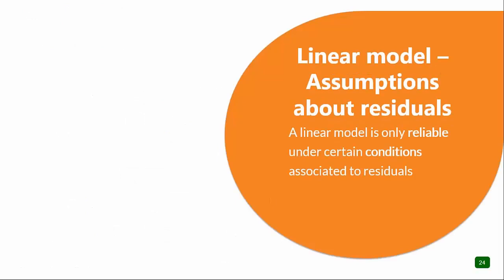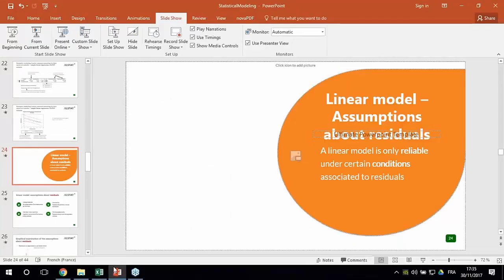Now, before really validating this model, now that we've estimated the parameters, before really believing in this model, we need to verify some assumptions about the residuals of this model. A linear model is only reliable under certain conditions that are linked to these residuals. So it's very important to check. But before telling you about that, I'll take the first set of questions you asked.